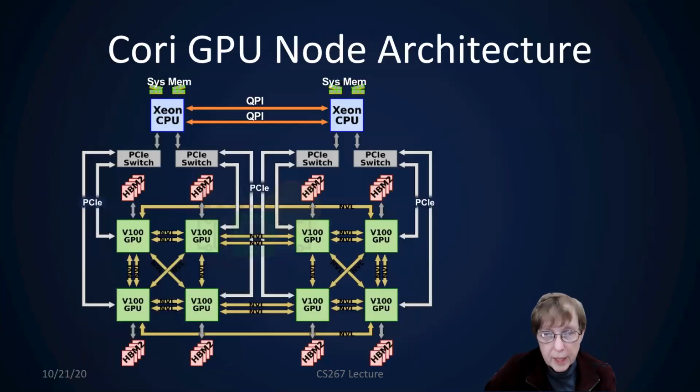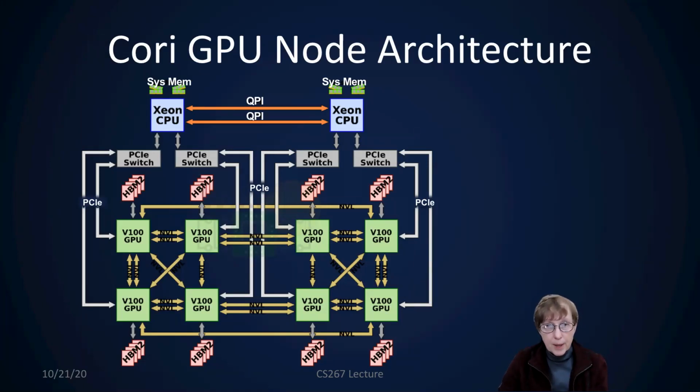So this is what the overall picture looks like for a GPU node on Cori. We call it a GPU node. It's really a heterogeneous node. It has CPUs, so 2 Intel Xeon processors, and 8 GPUs on it.